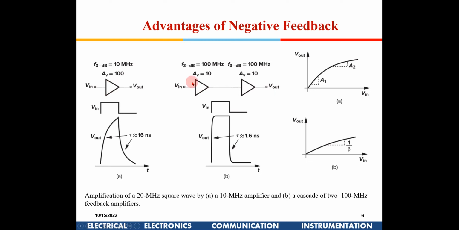So I am using 2 amplifiers, each with negative feedback, and I'm reducing the gain to 10 and increasing the bandwidth from 10 megahertz to 100 megahertz. So if I give a pulse out here, this is the response which I will get, whereas in this the final output will be like this. So what could be the reasons? Can anybody guess?